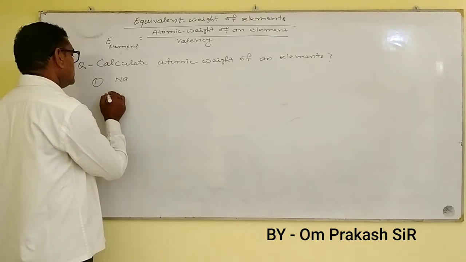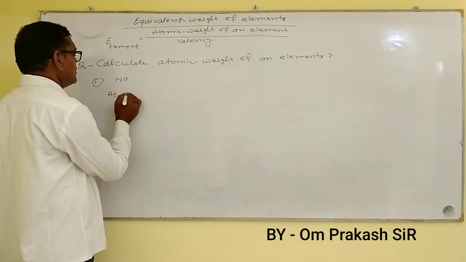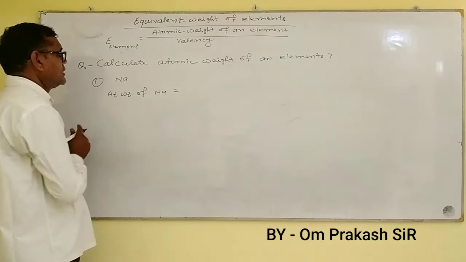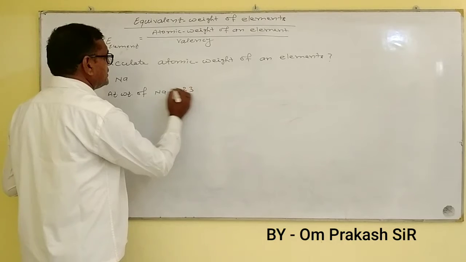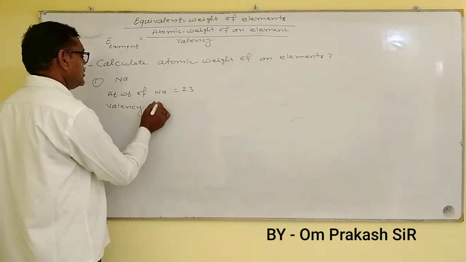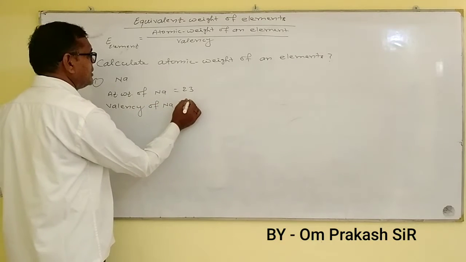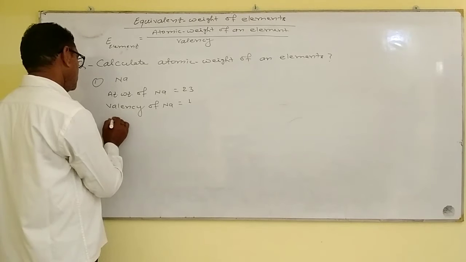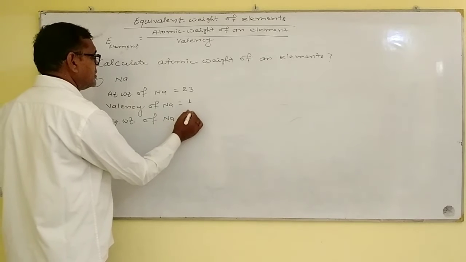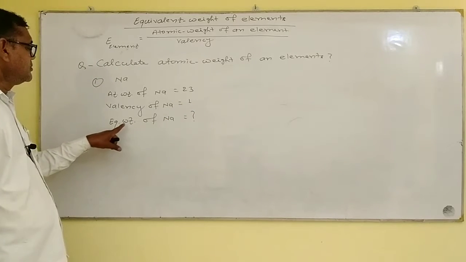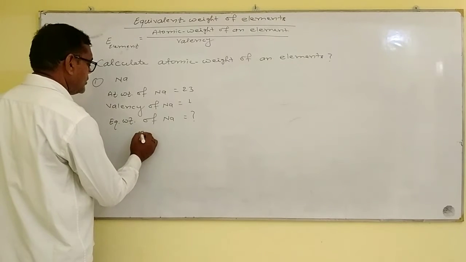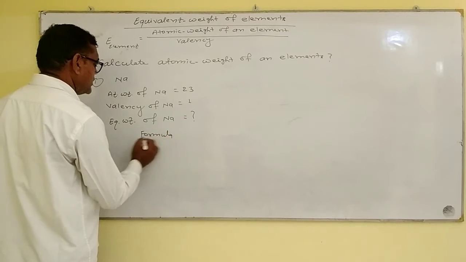We write atomic weight of Na. In short, 23. Valency of sodium is 1. Equivalent weight of sodium is what? This indicates equivalent weight, and this indicates atomic weight. We write the formula in short.